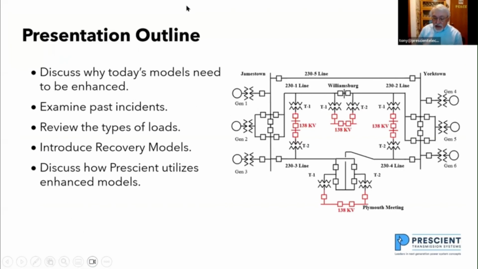So if I think about today's power grid, the models have to be enhanced, and the best way to enhance them is to examine past incidents and review the types of loads we have out there, and then introduce recovery models to the users. And then finally, we're going to discuss how Prescient utilizes the enhanced models.